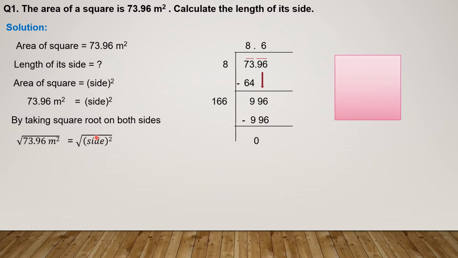Now students, we know very well what is the value of square root: 1 by 2. 1 by 2 is the value of square root, and 1 by 2 will be cancelled out with 2. So simply 2 will be cancelled out with square root and we will get side only. Here on the left hand side, we will find square root of 73.96. Look at the right side of your page, 73.96, we will find its square root.